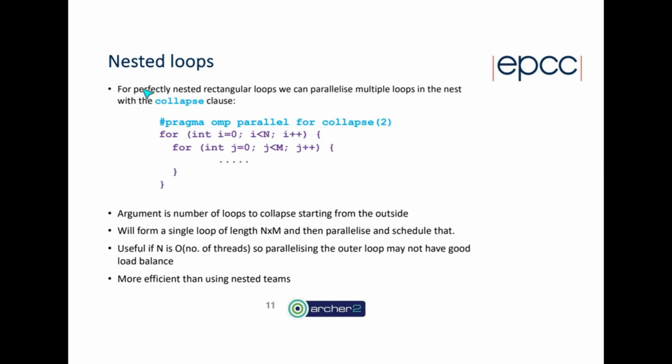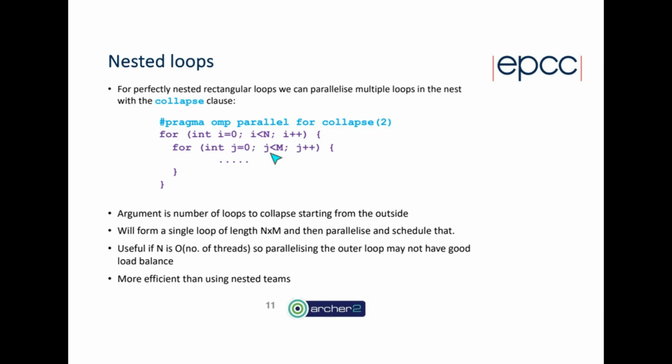So what do these terms mean? Perfectly nested means that all the executable statements are inside the innermost loop, so there's no code between the starts of the loops or between the ends of the loops. And rectangular means that the bounds of the inner loops don't depend on the iterators of the outer loops. So for example, if instead of j less than n here, I had j less than i, then that would not be a rectangular loop.